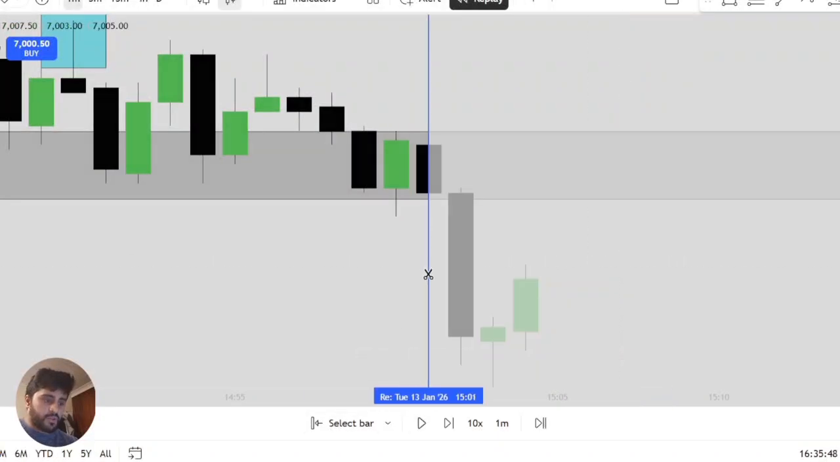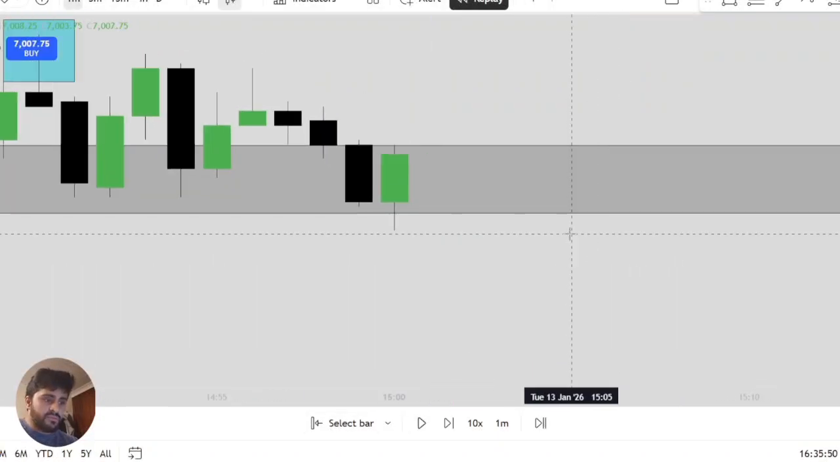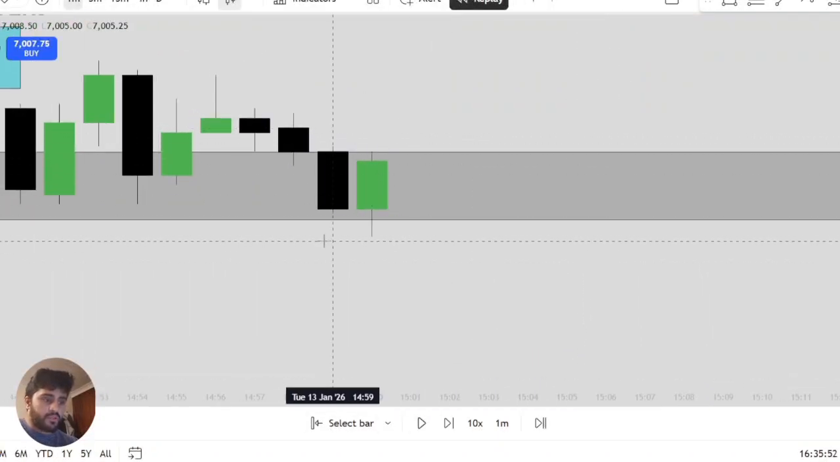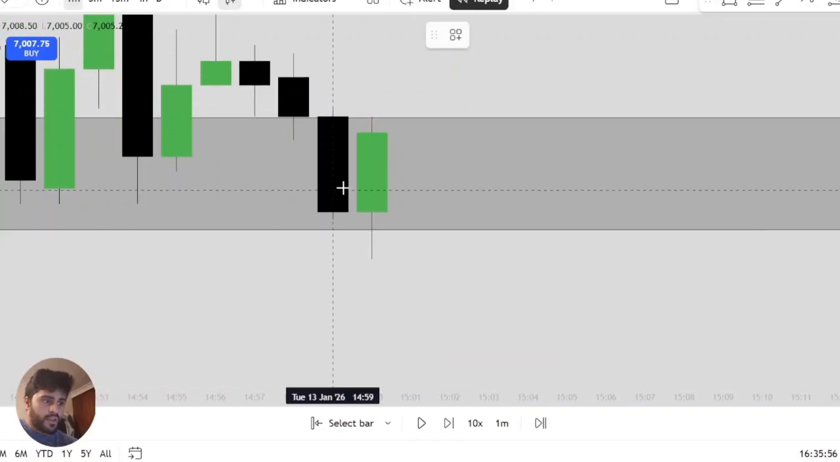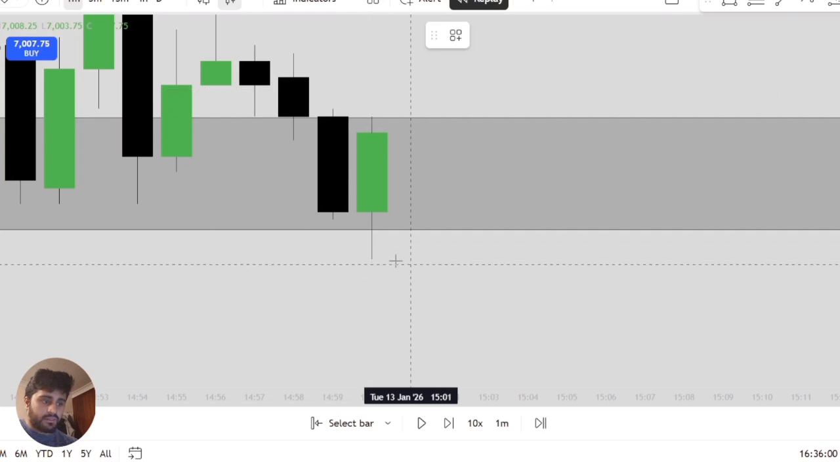I guess, simplify this process down. So for me, what I want to see is price heading below my level. This is one of the most important things I look for. So we can see here a big bearish candle, and we have a retest candle into the zone.